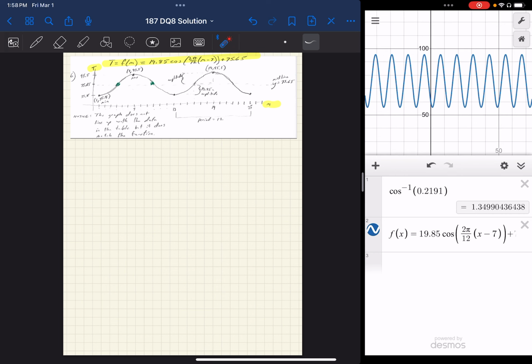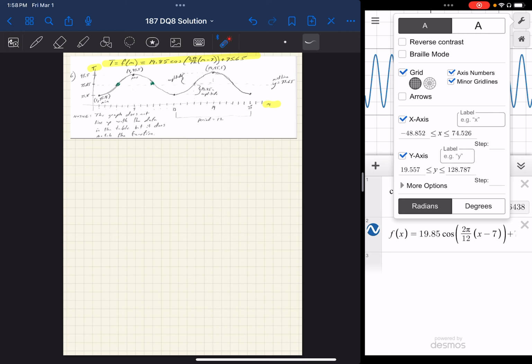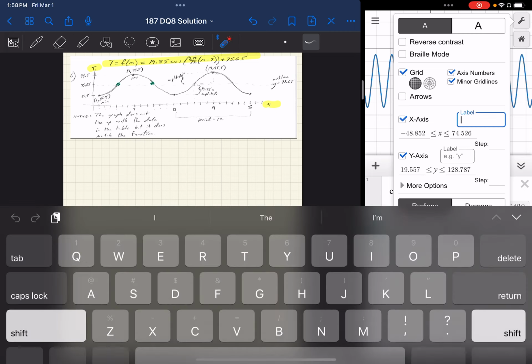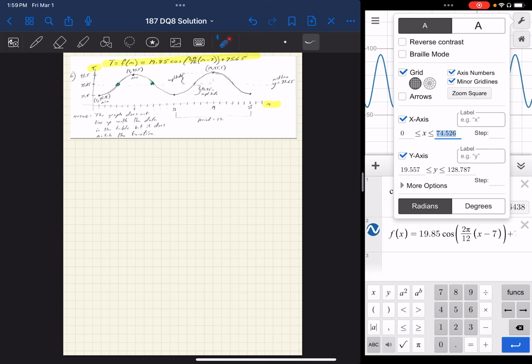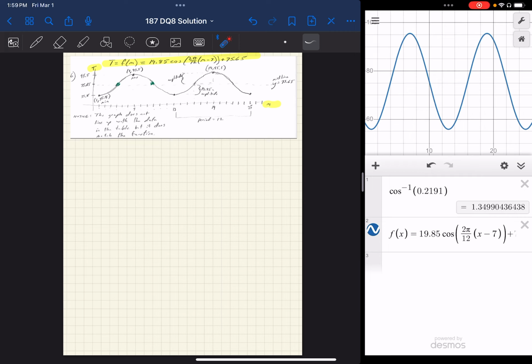Go ahead and see if I can find that on my graph. So let me set my window, and I'll say I want x to be between, let's say, 0 and 26. And I want my output to be between maybe 45 and maybe 105, just so I can see the whole graph. Come back over here and look at that.